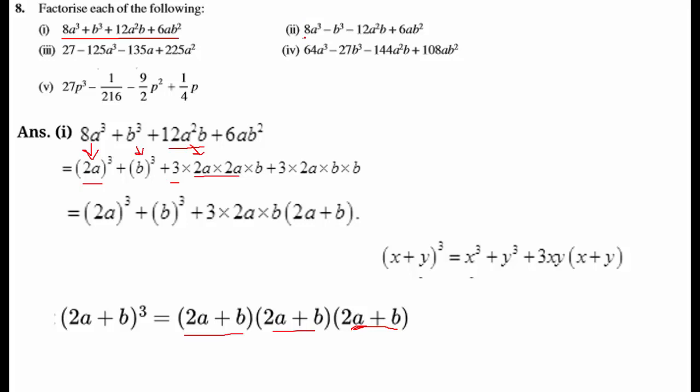Similarly, this is the same as the first, but here the identity will be (a - b)³ because the negative sign is before b. So this is (a - b)³, and the answer will be (2a - b)³. And again this is (a - b)³. Here a will be 3 because 27 is the cube of 3, and this is 5a, so the answer will be (3 - 5a)³. Similarly, you can solve these numericals 4th and 5th.